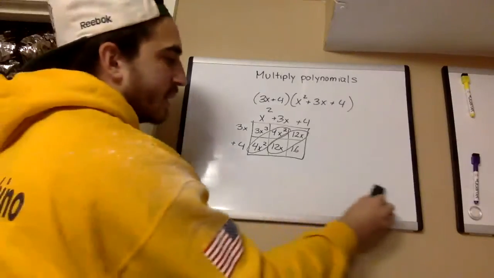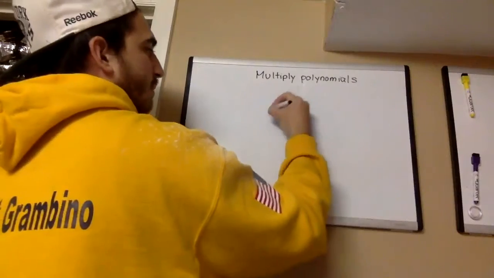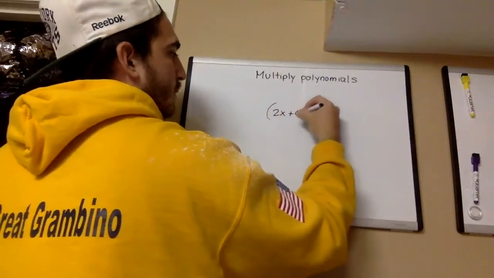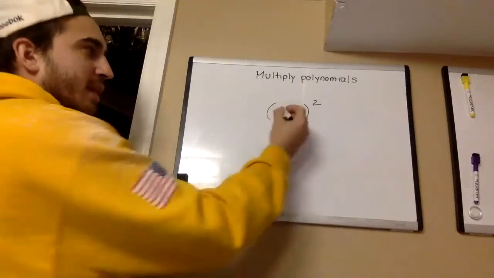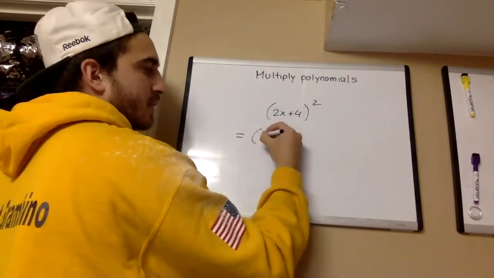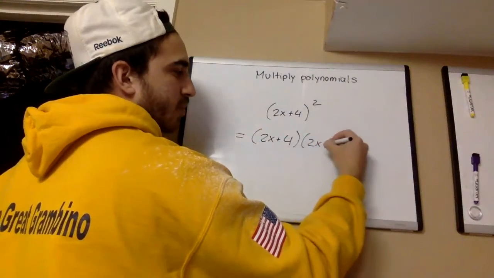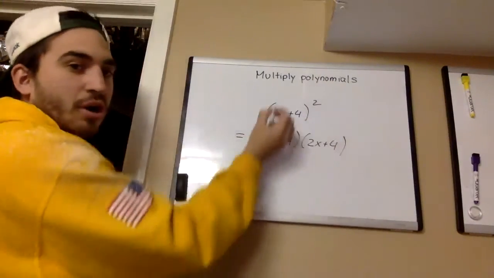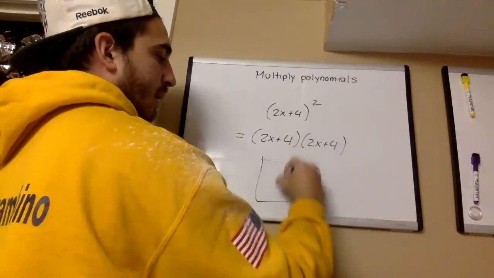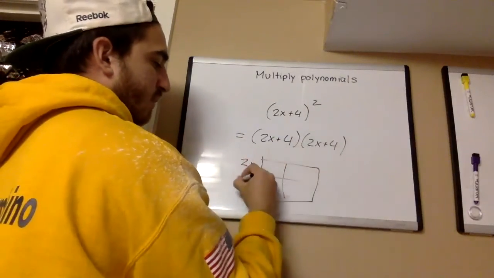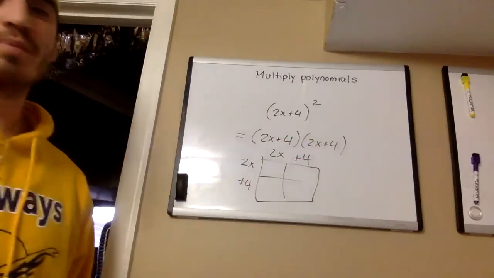Now for the very last type of problem that you might see is that you might see something that looks like this, and they want you to multiply it. This is the same exact thing as 2x plus 4 times 2x plus 4. These two are the same. You would then just set up your box. A 2 by 2 box, 2x plus 4, 2x plus 4, and then you would just multiply it out.